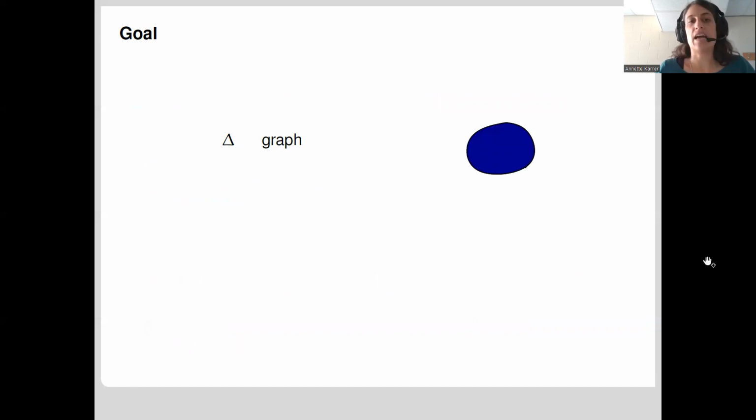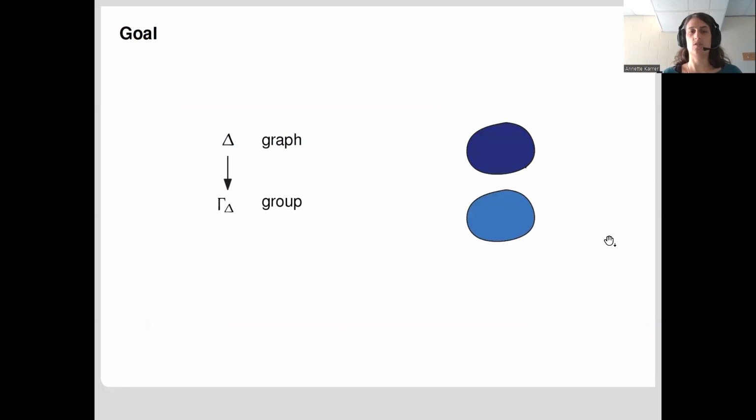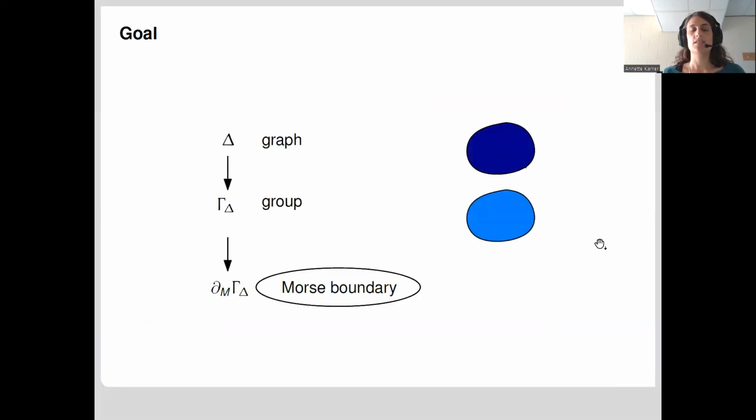Let's start. So what is the goal of this first part of these talks? Say that delta is a graph. Then associated to this graph is a right-angled Artin or Coxeter group, and this has an associated topological space, which is called the Morse boundary. Now we can glue another graph to delta, and if we do so, the group changes. And we would like to understand what is happening there with the Morse boundary.